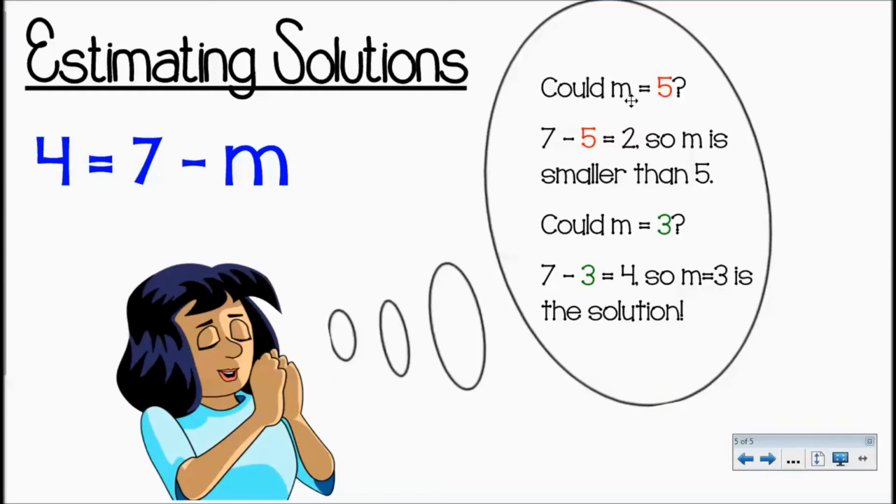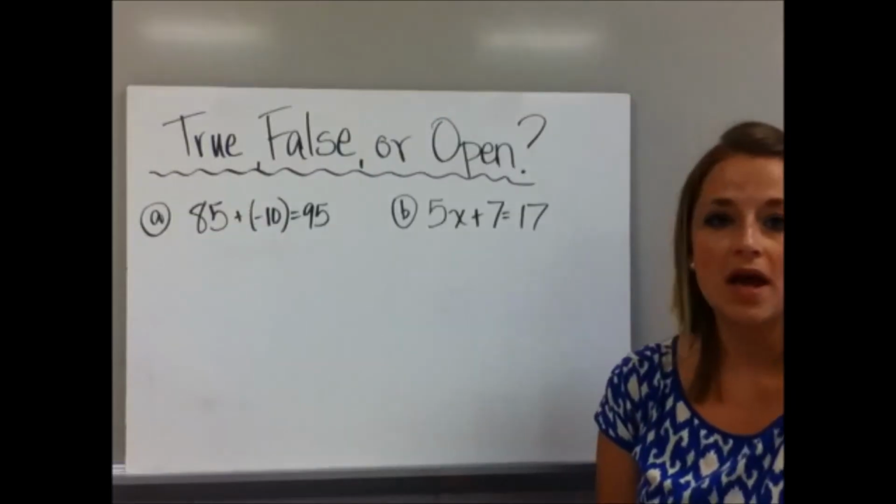Okay, could m equal 5? Well, let's put that in there. 7 minus 5 equals 2, so m is much smaller than 5. So let's go something smaller. Could m equal 3? So let's put that in there. 7 minus 3 is 4, and that does equal that. 4 equals 4. It's a true statement, so m equals 3 is the solution. It's a guess and check.